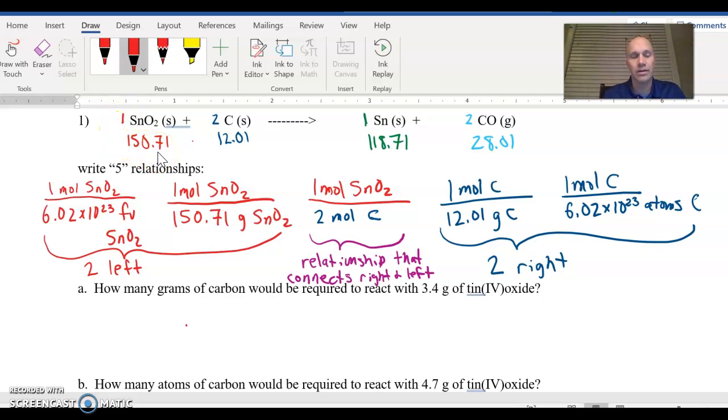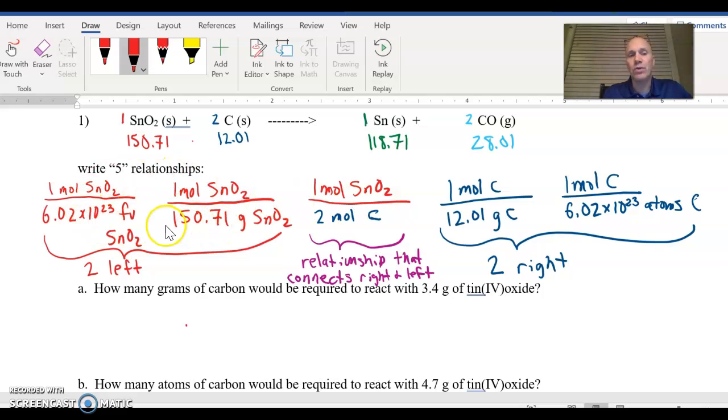And the term that I use is 2 glue 2. You're going to have 2 relationships that have to do with the reactant on the left. We're going to have 2 relationships that have to do with the reactant on the right. And we're going to have 1 relationship that will relate the 2 of these things to each other. It will relate the left reactant to the right reactant. I call it glue because it glues them together.